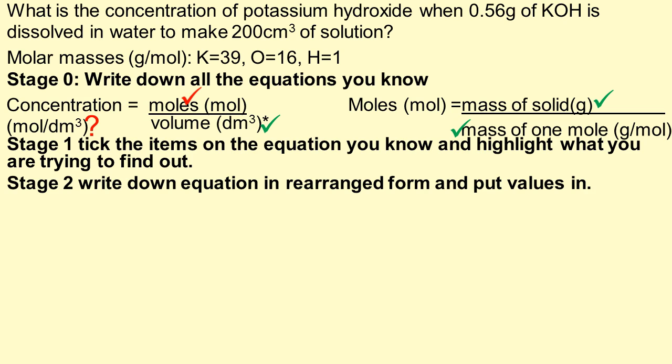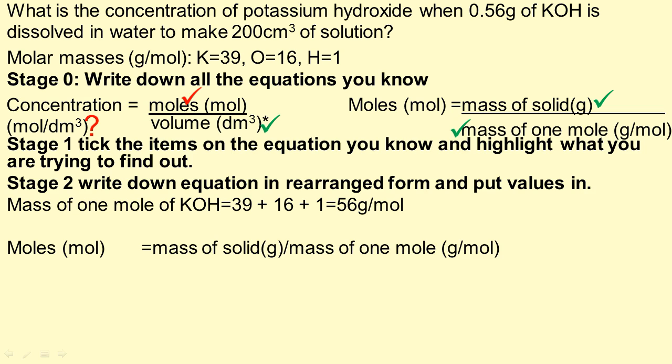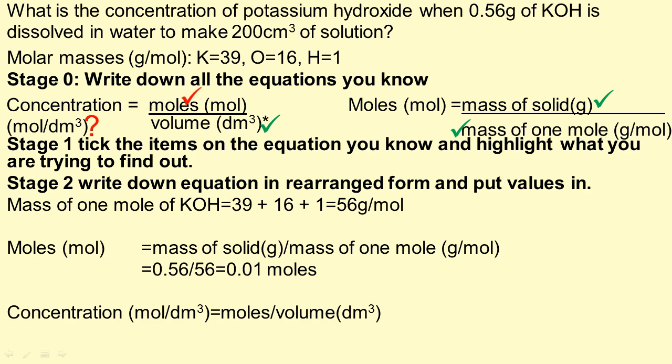So let's use the equations in the appropriate form and put values in. Firstly, let's work out the mass of 1 mole of potassium hydroxide, which will be 39 plus 16 plus 1, giving us a total mass of 56 grams. We can now work out how many moles are present, so 0.56 divided by 56, giving us 0.01 moles of potassium hydroxide. We can now work out the concentration, so 0.01 moles divided by 200 divided by 1,000 to convert centimeters cubed to decimeters cubed. So we find we have the concentration of 0.05 moles per decimeter cubed.